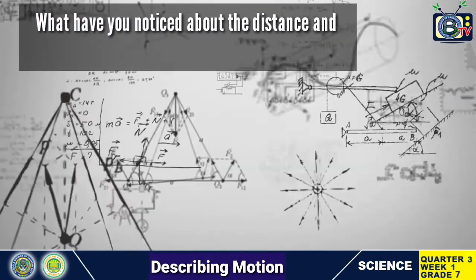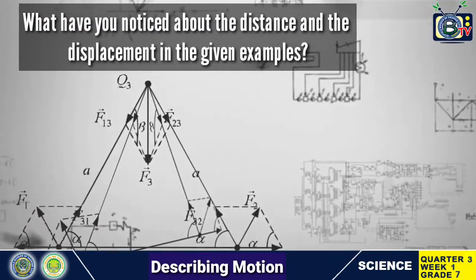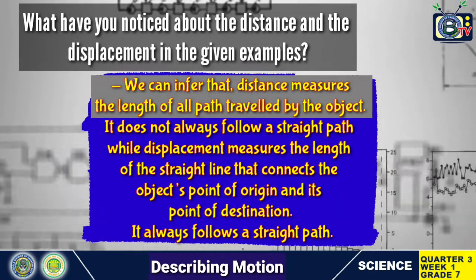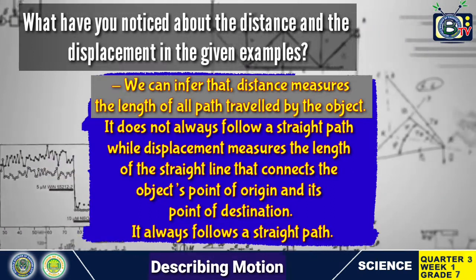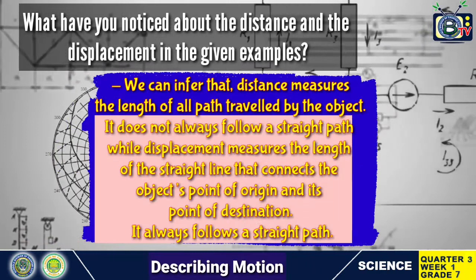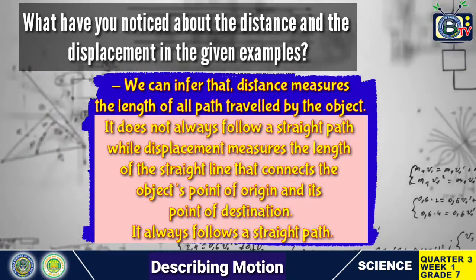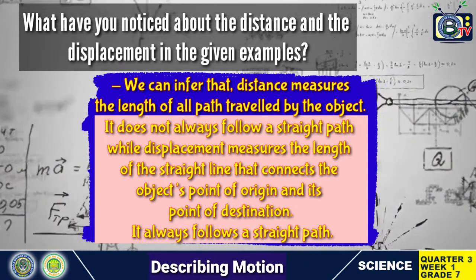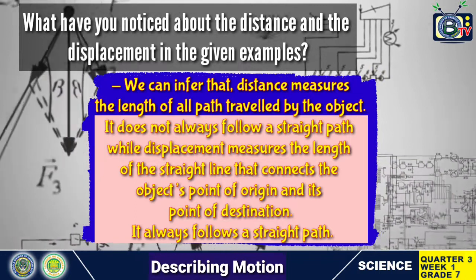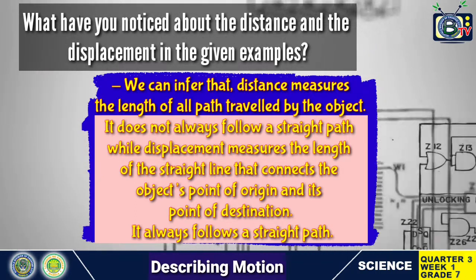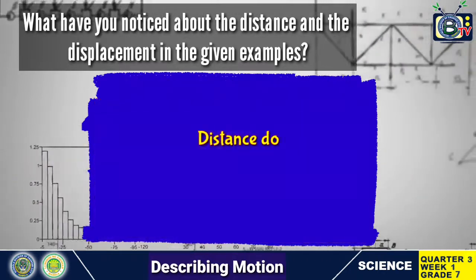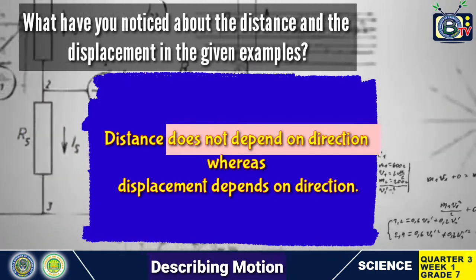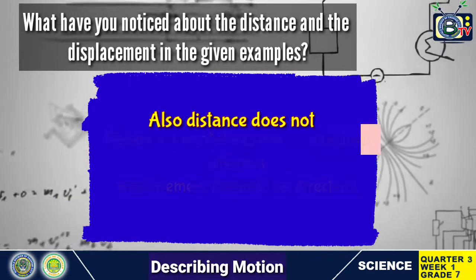What have you noticed about the distance and the displacement in the given examples? From the given examples, we can infer that distance measures the length of all path traveled by the object. It does not always follow a straight path, while displacement measures the length of the straight line that connects the object's point of origin and its point of destination. It always follows a straight path. Another, distance does not depend on direction, whereas displacement depends on direction.